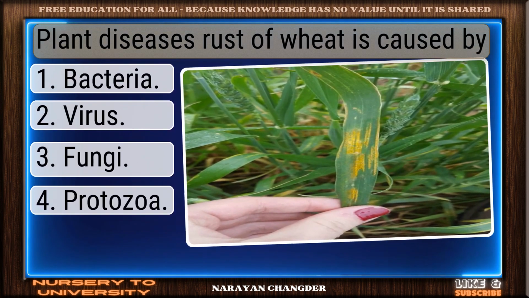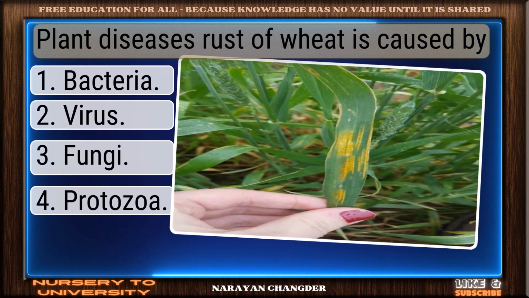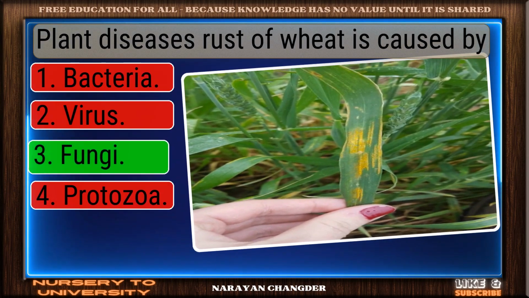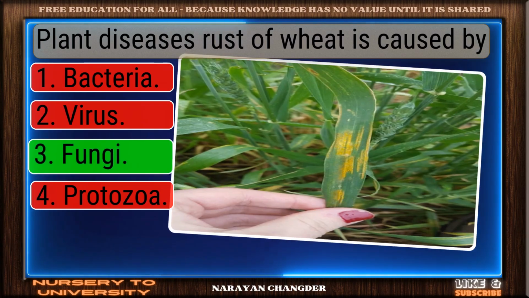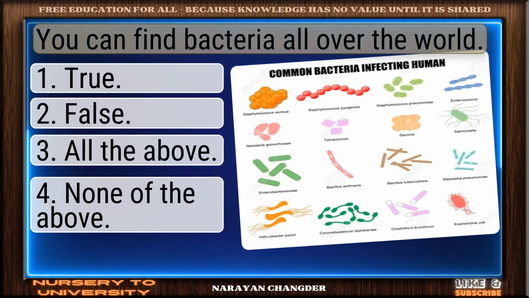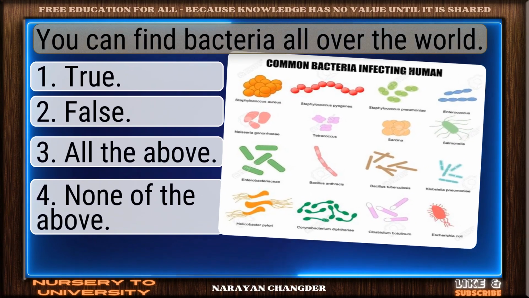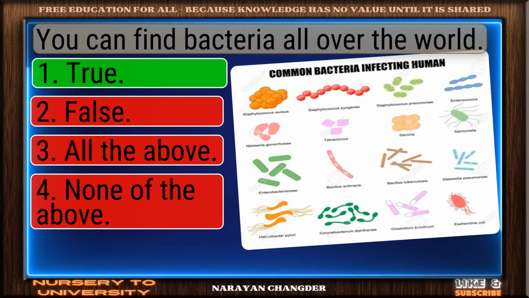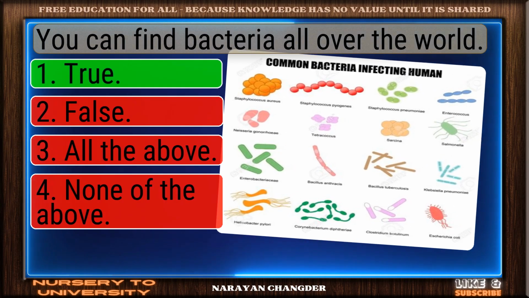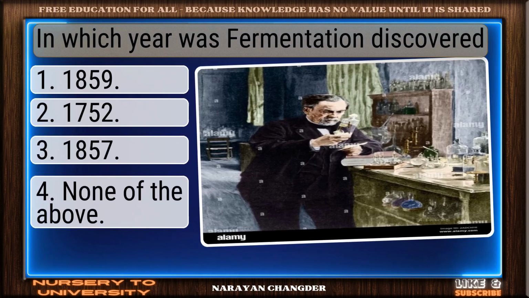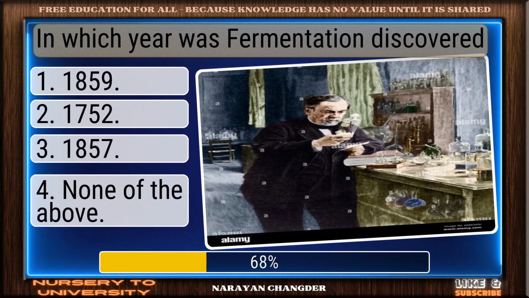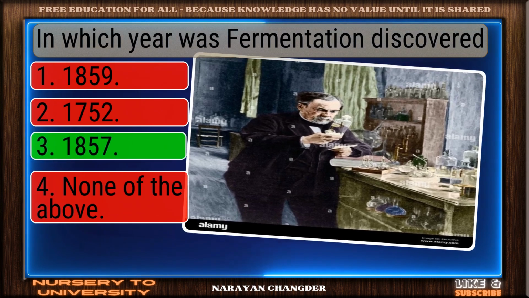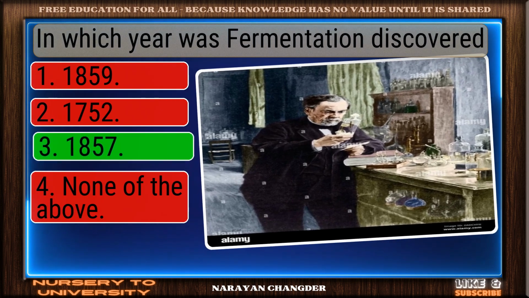Plant diseases rust of wheat is caused by. Exactly. Fungi makes sense and it is right choice. You can find bacteria all over the world. Smart pick. True is the correct choice. In which year was fermentation discovered? Clear logic. Your choice 1857 is sound and 100% true.